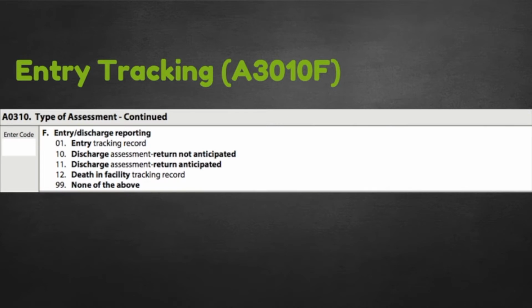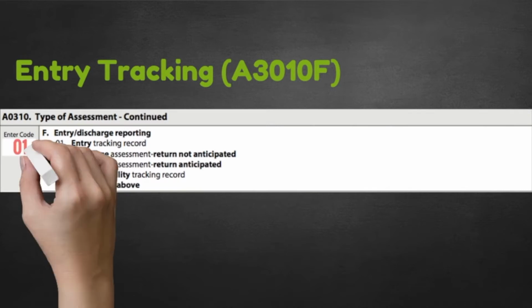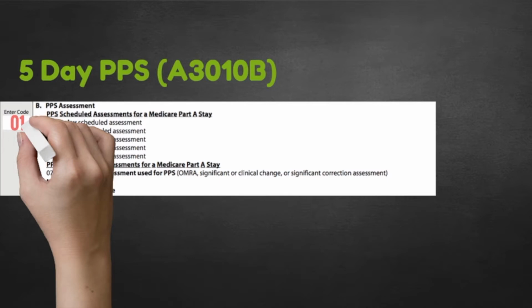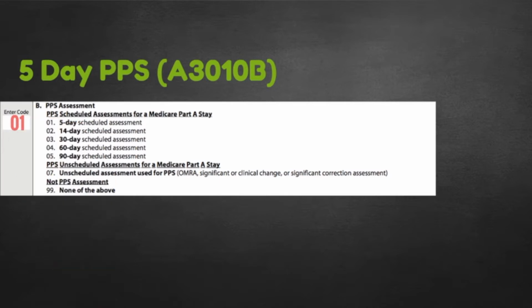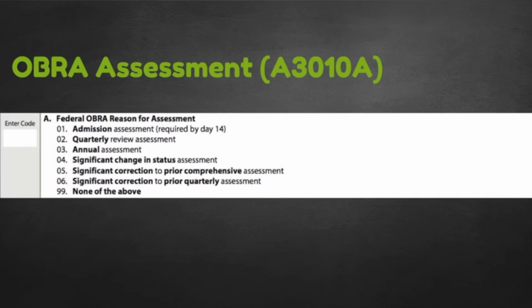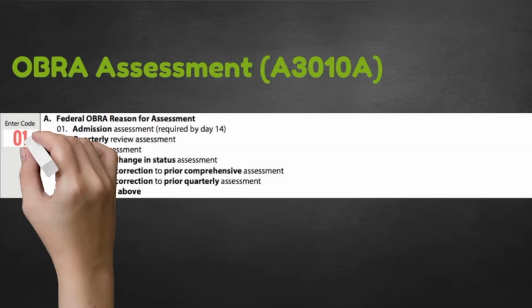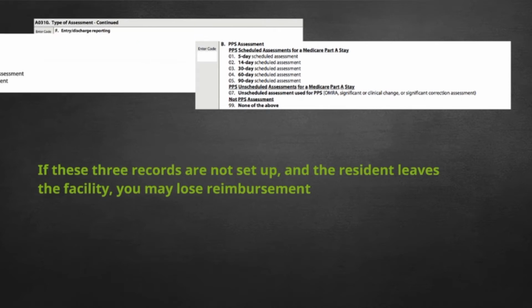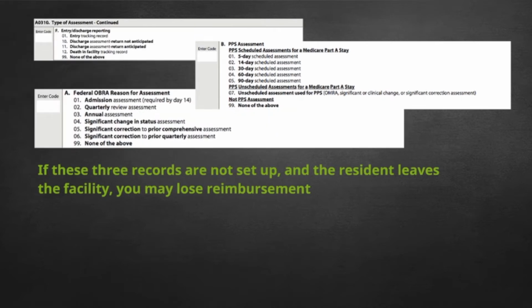One assessment will be for entry tracking. That means that A0310F will be 1. Another one is for the 5-day PPS, which means that A0310B will equal 0.1. And the third is for an OBRA admission, where A0310A equals 0.1. If these 3 records are not set up and the patient leaves the facility unexpectedly soon, you might lose reimbursement.